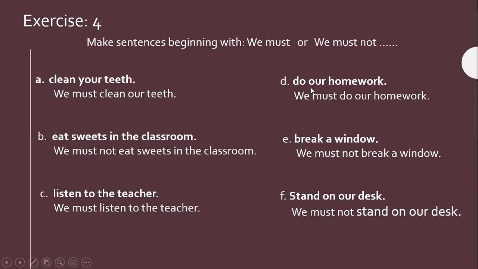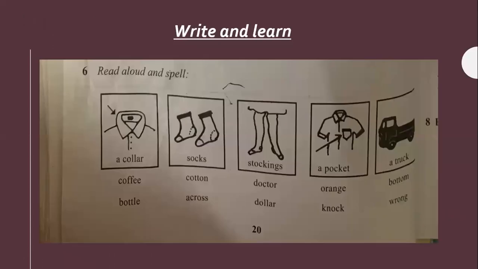Number D, do our homework. Yes, we must do our homework. Otherwise, the teacher will be very angry with you. Okay, we must do our homework. Number E, break a window. We must not break a window. Number F, stand on our desk. We must not stand on our desk. This is your exercise 4. You must write this in your notebooks in neat and clean writing. Now what do we have next?